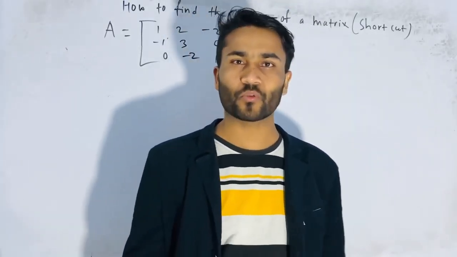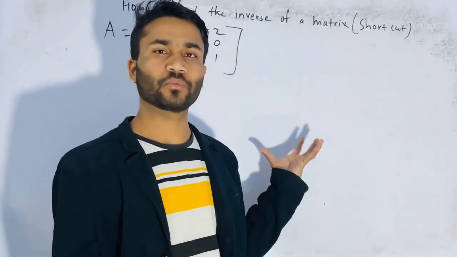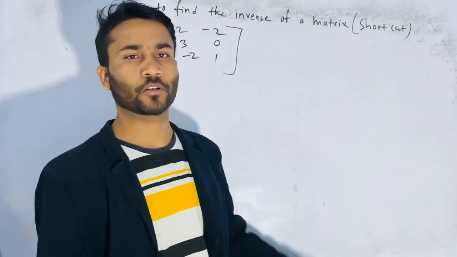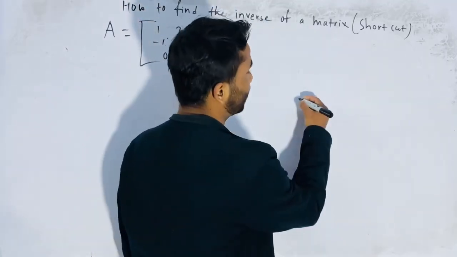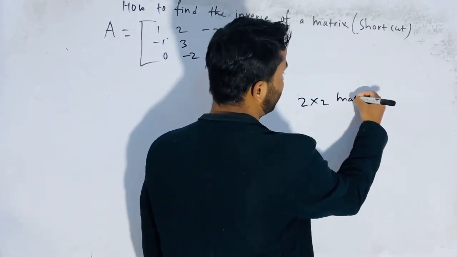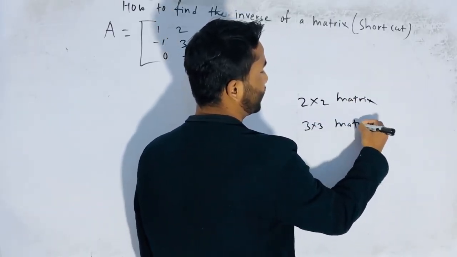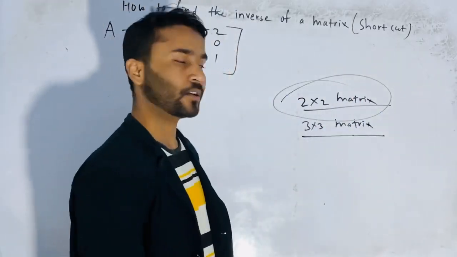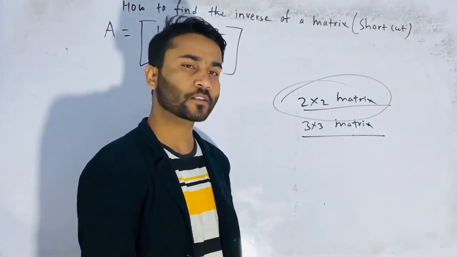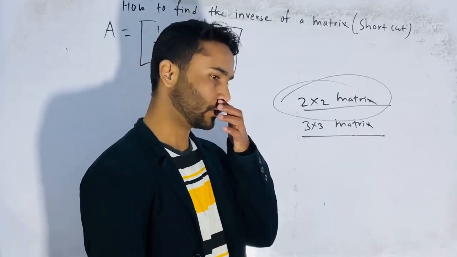Here today in this video we are going to learn how to find the inverse of a matrix. This video is going to cover both 2 by 2 and 3 by 3 matrices. A 2 by 2 matrix is very easy to find, and a 3 by 3 matrix inverse is a little bit difficult to find. First of all I am going to teach how to find the inverse of a 2 by 2 matrix, and after that we are also going to find the inverse of a 3 by 3 matrix. So let's go.